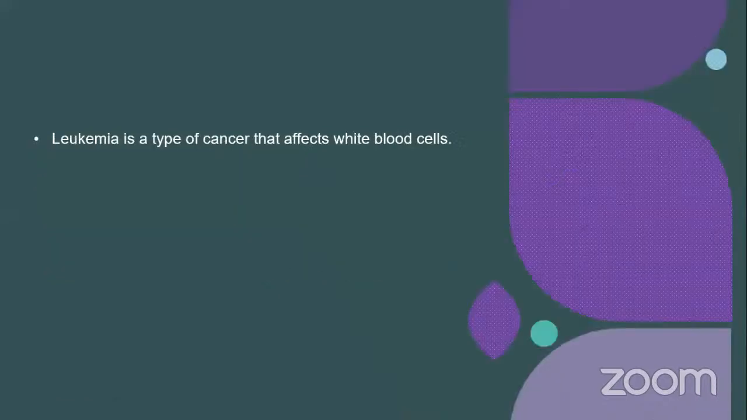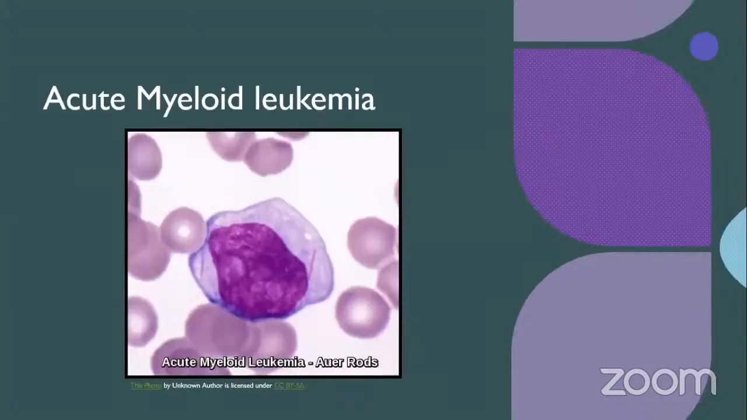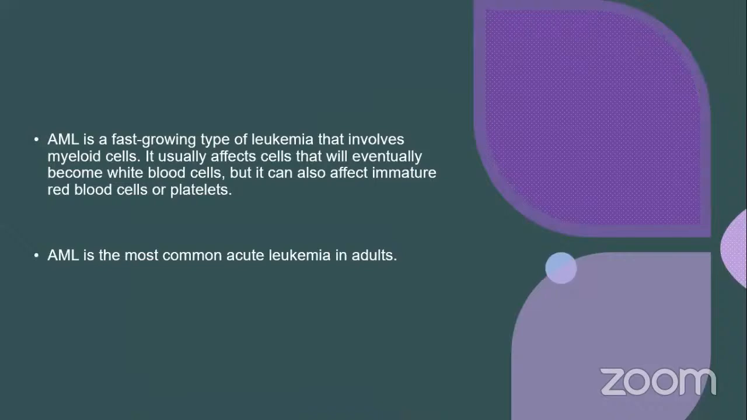So leukemia is a type of cancer that affects white BCs. Leukemia can cause symptoms such as fatigue, weight loss, frequent infections, anemia, and bleeding or bruising easily. So the first of the myeloid leukemias is acute myeloid leukemia. AML is a fast-growing type of leukemia that involves myeloid cells. It usually affects cells that will eventually become white BCs, but it can also affect immature RBCs or platelets. And AML is the most common acute leukemia in adults.